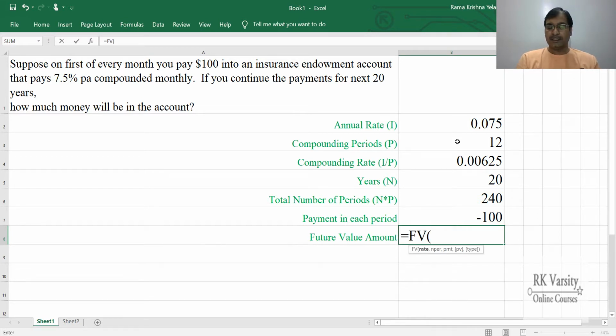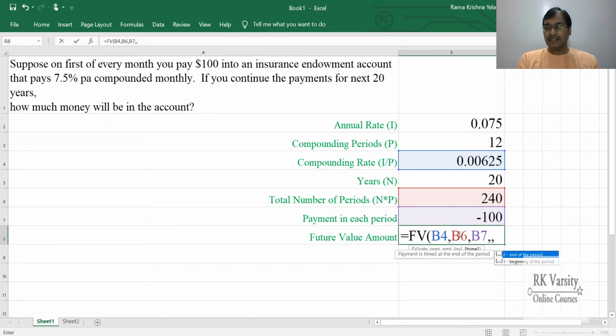Now your future value equals future value. Then select the rate. Here you have a compounding rate. This is the monthly compounding rate. This comma, number of periods. You need to choose the total number of periods. So total number of periods is 240. Then comma, payment. Each period you are making a payment of $100. So select this one. Comma, present value. There is no present value. Simply place another comma to exclude this.